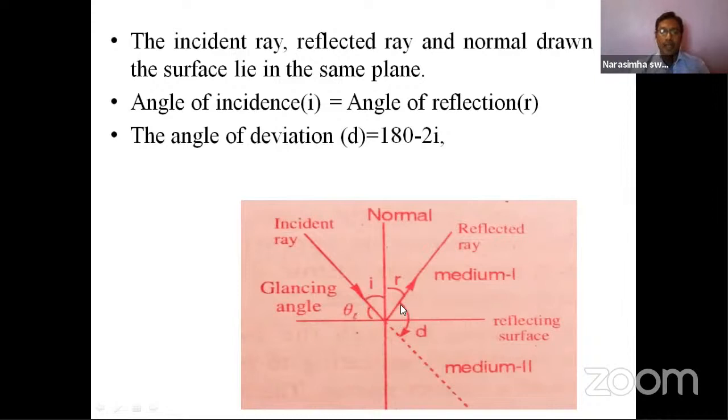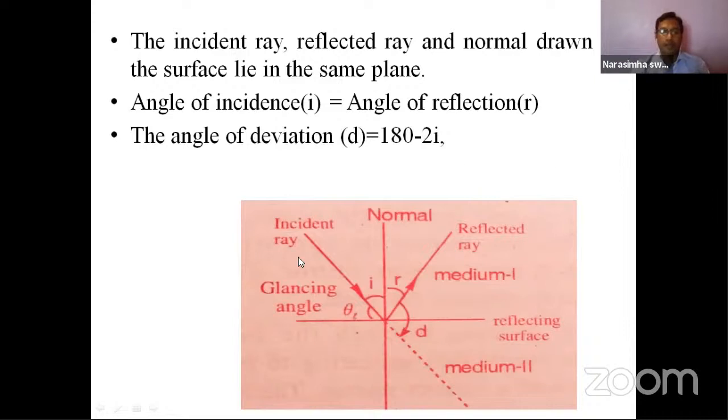It means at what angle the light ray is deviated from the original direction. This is the original direction of the light ray, but instead of that, it is reflected like this. The angle between the original direction and the reflected direction is called the angle of deviation. So how much is it? 180 minus 2I, where I and R are the same. Clear?